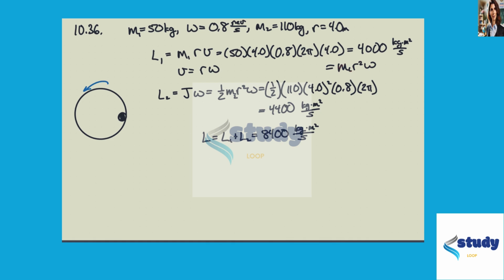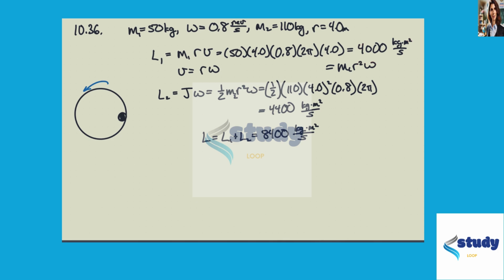Now, for the disk, L2 is J omega. J for a uniform disk is 1/2 m r squared. So we have the mass of the disk and its radius. We get 1/2 times 110 times 4 squared times omega, again converted to radians per second. Plugging everything in, we get 4,400 kilogram meter squared per second. Up here we got 4,000.